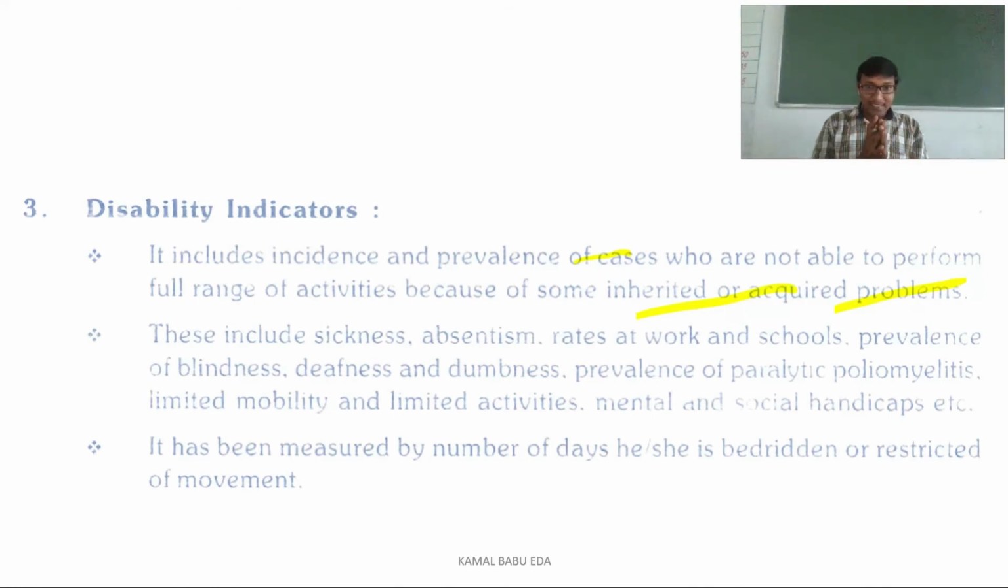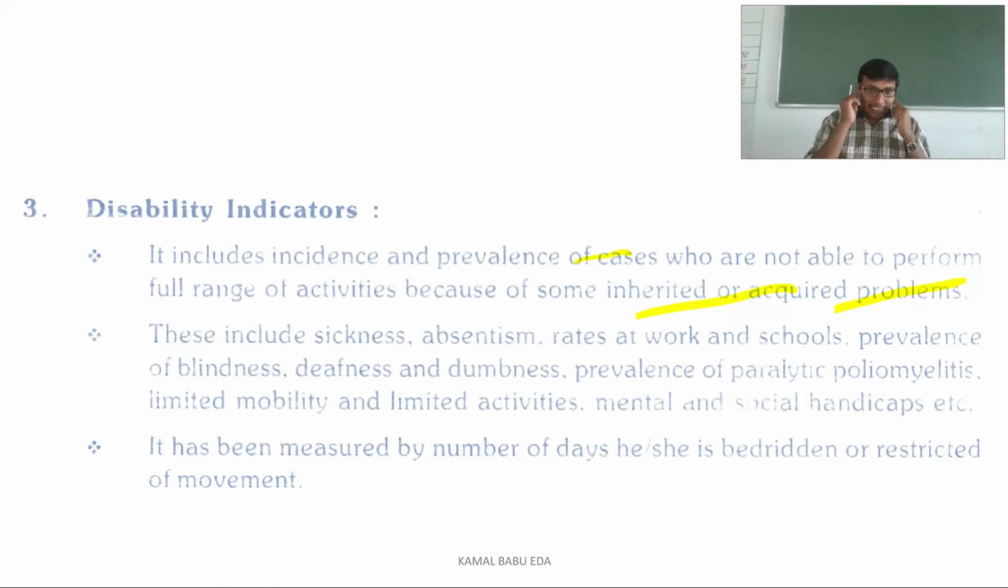If the person is sick, he cannot do his work. If the person is absent because of his sickness, he cannot do his work. If the rates at work and schools are decreasing because of blindness, so if the person is physically blind, this is one of the disabilities. So we cannot work as a normal person. If I am not having these glasses, I cannot work properly, correct or not? I cannot teach you if I am not having these glasses. So this is one of the disabilities for me.